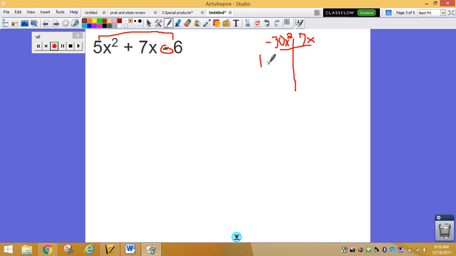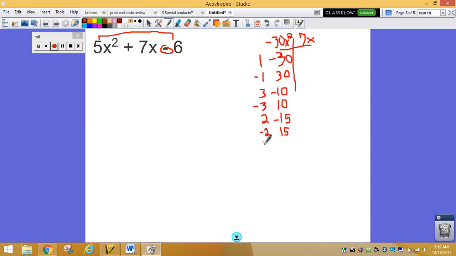I could do 1 times negative 30. And that would give me negative 30. Or I could do the opposite. I could do negative 1 times 30. And that would give me negative 30. So if your first term is a negative, we kind of got to be careful and try both ways. All right? So how else could I get 30? I could do 3 times negative 10. Or I could do negative 3 times 10. I could do 2 times negative 15. Or I could do negative 2 times 15.